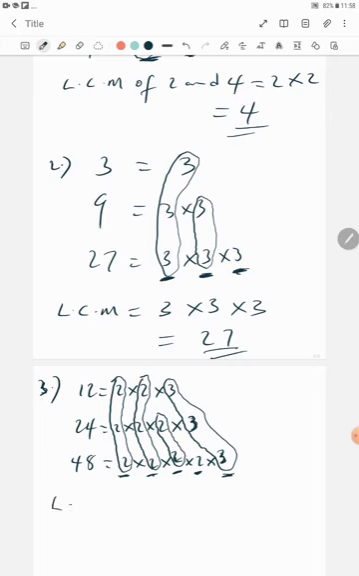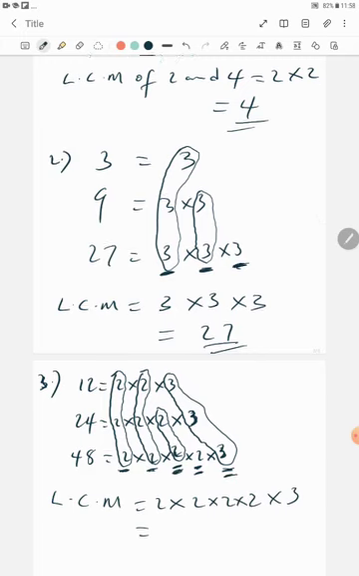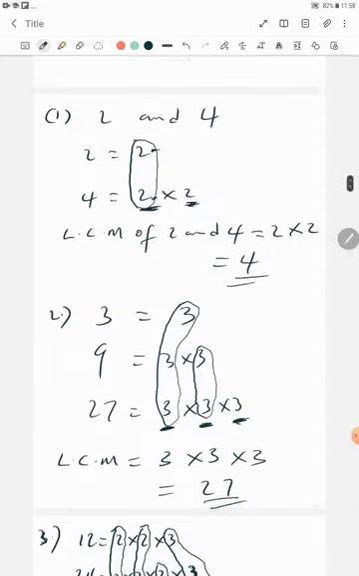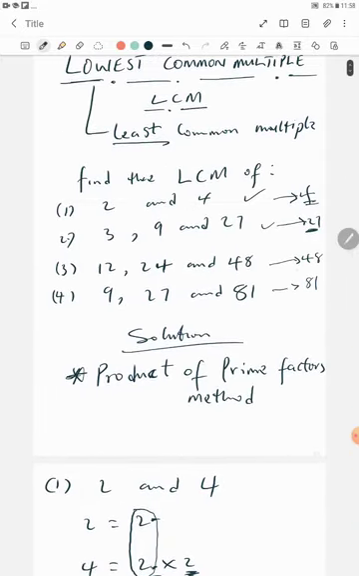So let's write it. LCM now equals to 2 times 2 times 2 times this 2 again, then times this 3. Okay, then times this 3. And then if we do that, you see that 2 times 2, 4, times 2, 8, times 2, 16, 16 times 3, that will give us 48, which is actually the same answer that we got when we used the tabular method.